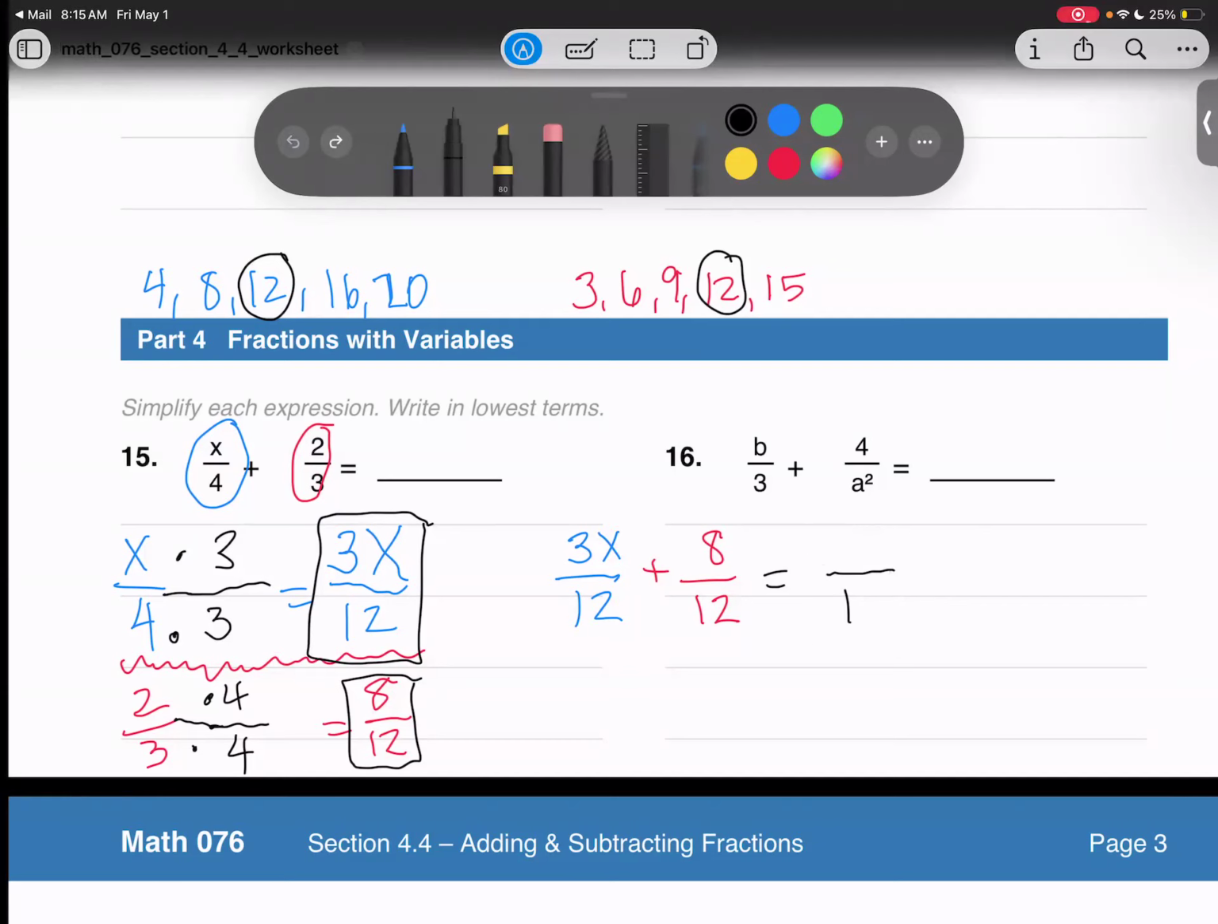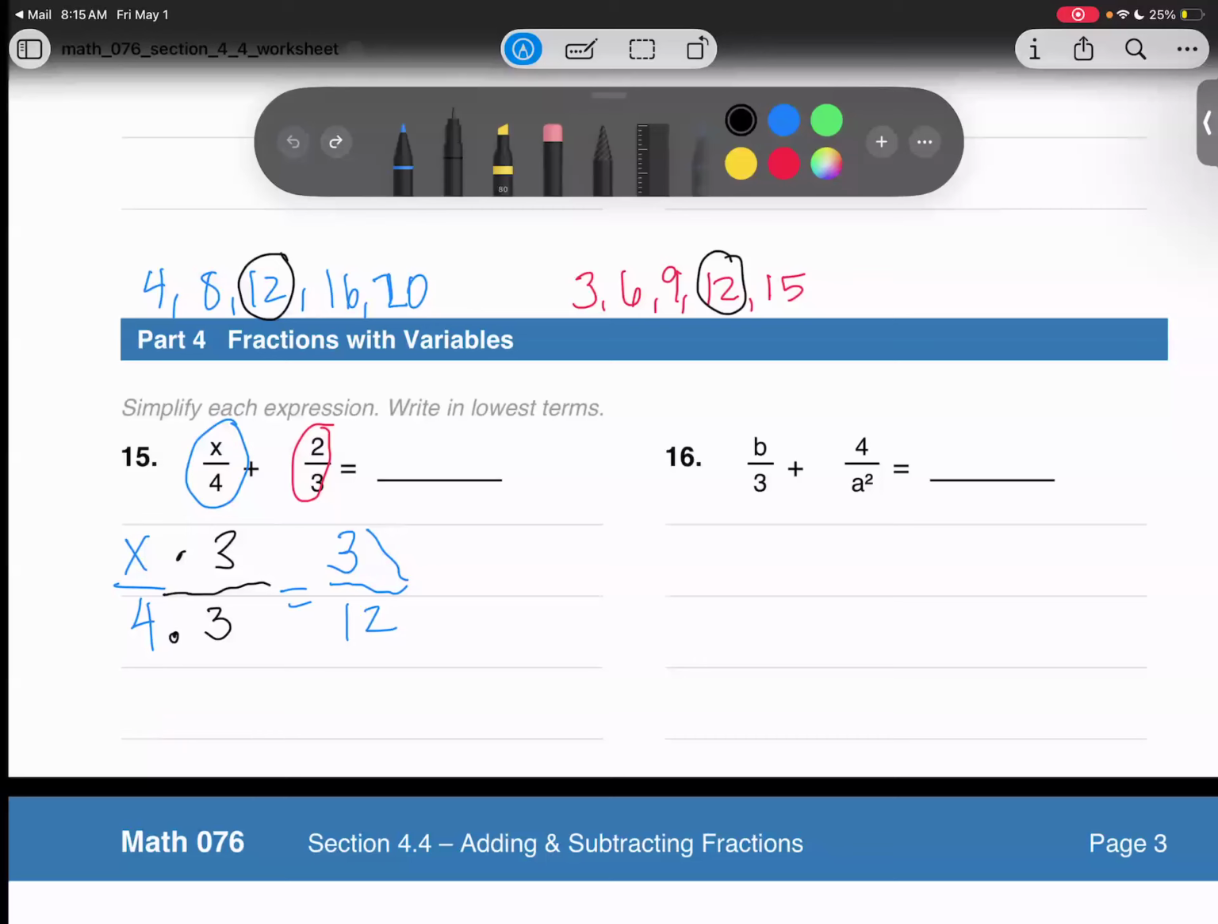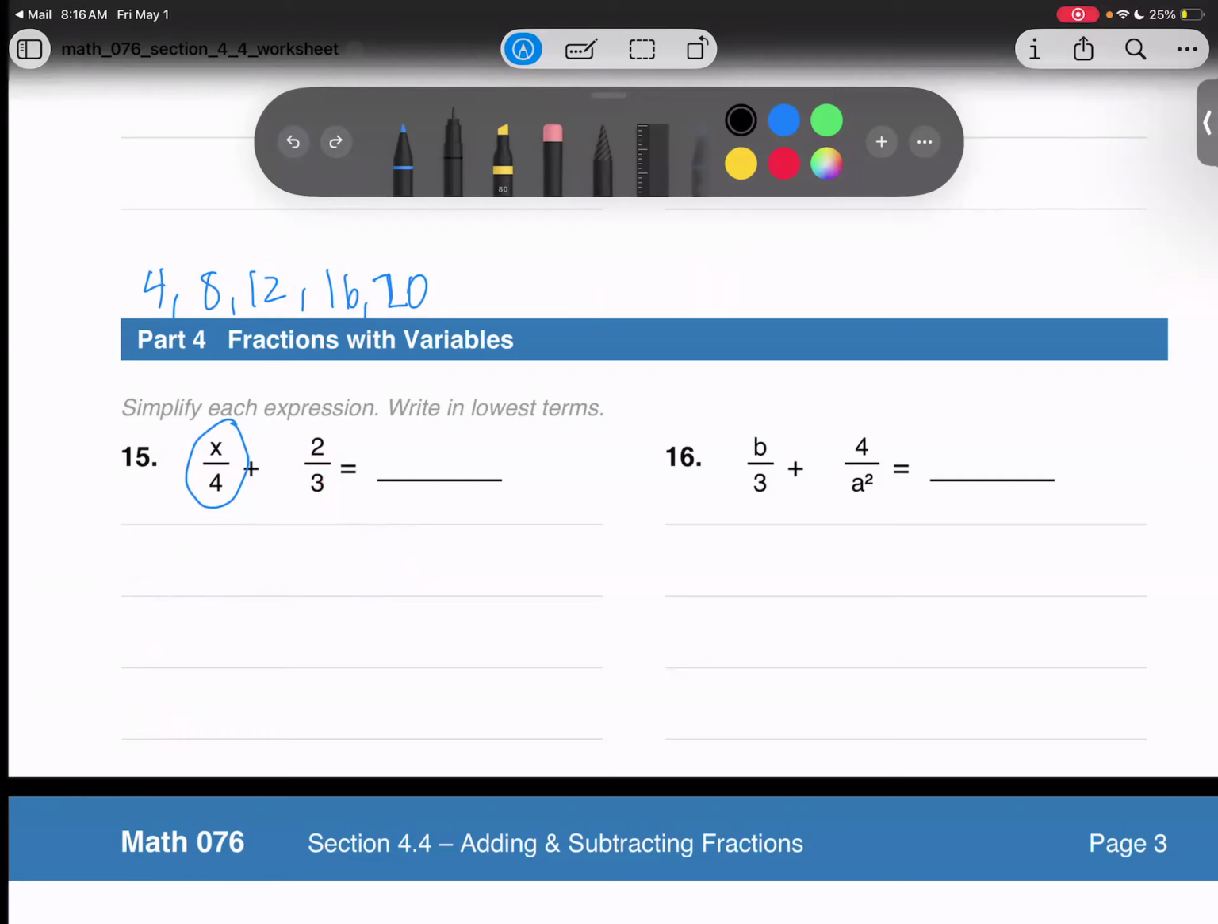Okay, I'm going to erase this so I can write in this space, since these are pretty big. Okay. Let's look at the fractions we've got here. I'm going to use blue. b over 3 and 4 over a squared.